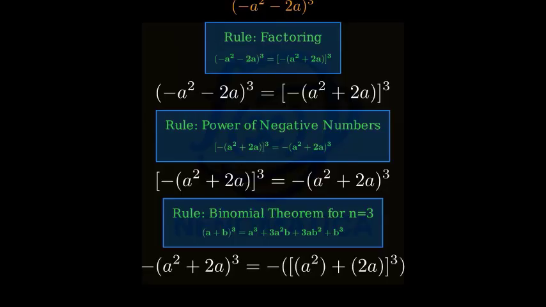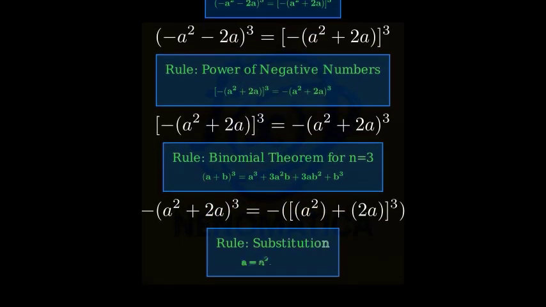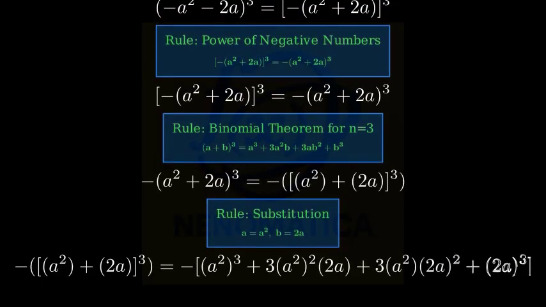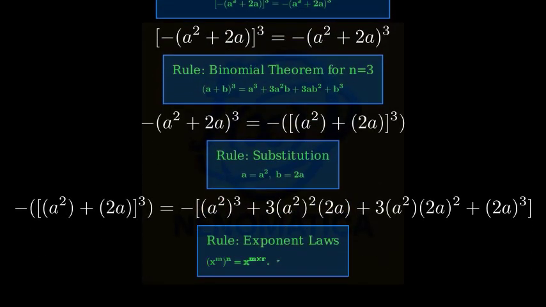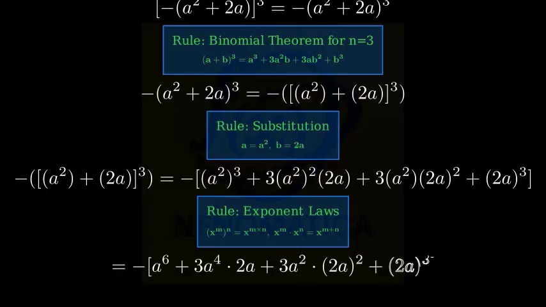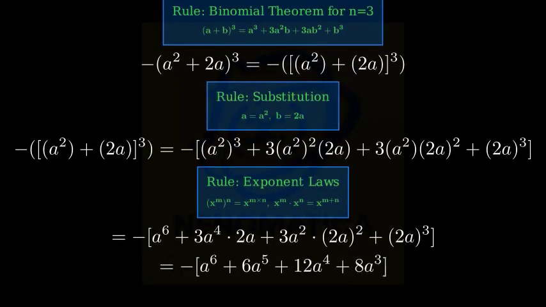In our case, a is a squared and b is 2a. Let's substitute these values into the binomial expansion formula. Now let's simplify the exponents in each term. For the first term, (a squared) cubed becomes a to the power of 6. For the second term, (a squared) squared becomes a to the power of 4, and multiplied by 2a becomes 2a to the power of 5. For the third term, a squared times (2a) squared becomes 4a to the power of 4. For the fourth term, (2a) cubed becomes 8a cubed.